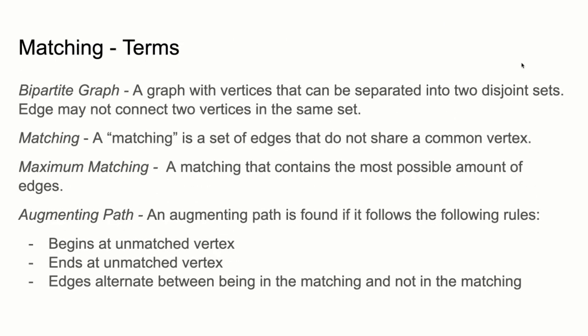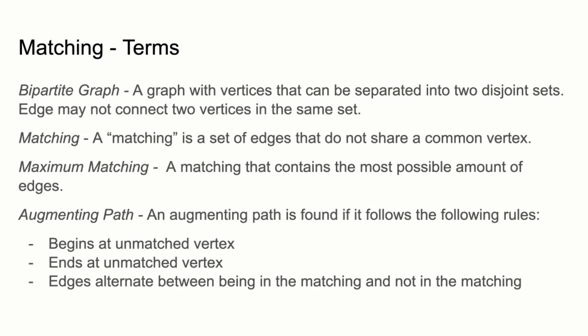And now we'll be getting into our matching terms. So the matching problem is a problem that handles a bipartite graph, which is a graph with vertices that can be separated into two disjoint sets. This means that an edge may not connect two vertices that are in the same set. So you really just picture a set of vertices on the left and a set of vertices on the right. No vertices on the left may match another vertex on the left. So all of the nodes in a bipartite graph will make connections going from one set to the other, basically crossing.